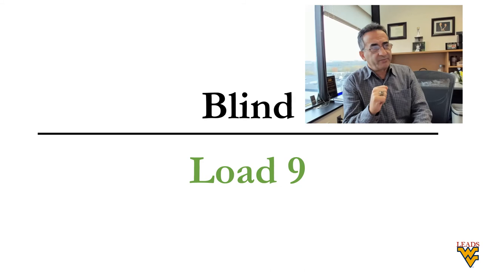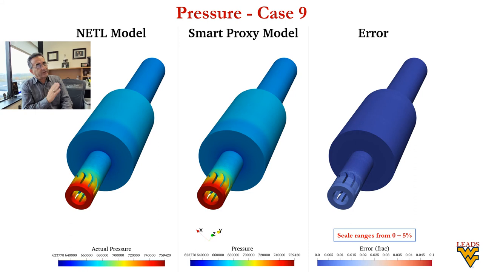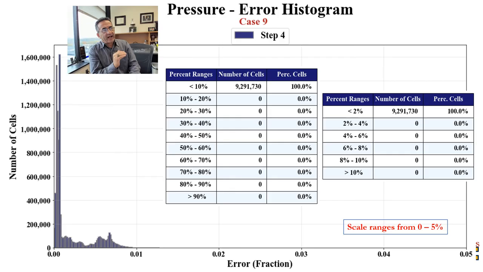This is the pressure. On the left, you see the NETL model, which is done by Fluent. The one in the middle is the WVU-LEADS smart proxy model. When you subtract those two, you get the percentage of error on the right-hand side, from 0 to 5% maximum. This is full, and this is the half. Here it shows you the distribution of the error. As you can see, 100% is less than 10% error, and within the 10% error, you can see actually all of them are less than 2% error.